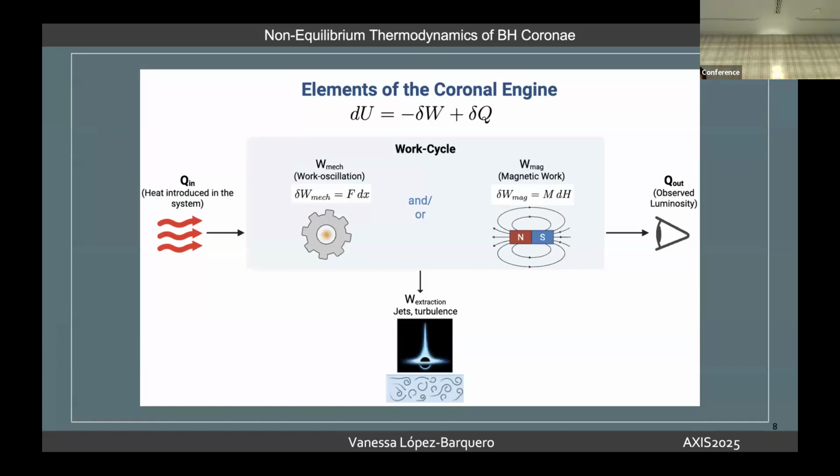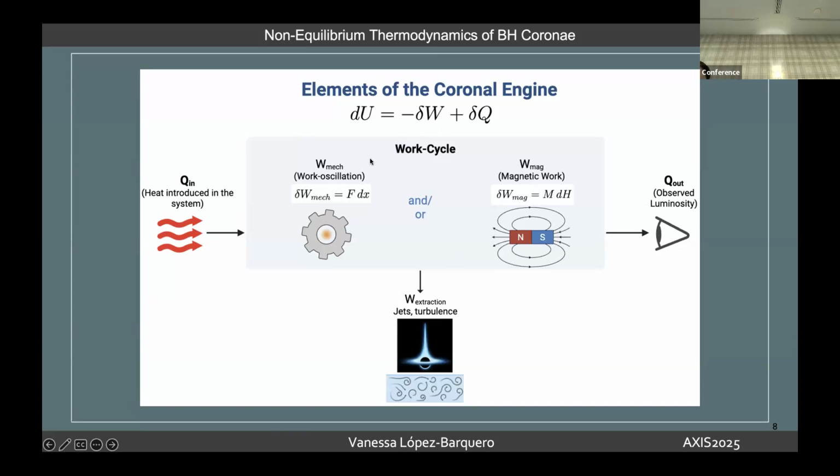Okay, so how does this come together? Since we're talking about thermodynamics, we know that heat has to come in, and then heat has to come out, and then you have to do some work, right? This is why I'm calling this the coronal engine. It's just because you are dealing with these different components. So let's take a look at how they start to work. Here we have that heat is introduced in the system. So you have some Q in. Again, as I said, we're modeling the cooling, so we're just assuming that the heat is constant. Then you have some Q out that, in this case, is going to be the observed luminosity, the X-ray luminosity we observe.